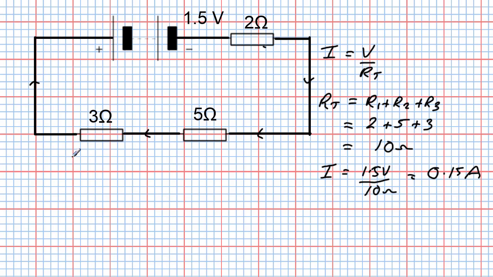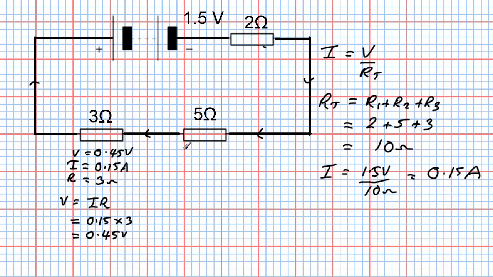So in this first one here, we can put down all the data which is associated with that resistor. We're after V. We know the current is going to be 0.15 amps, and we know the resistance is going to be 3 ohms. So V is a simple case of V equals IR, which is 0.15 times 3 ohms, and that's going to give us a value of 0.45 volts. So we know across this resistor you're going to have 0.45 volts.